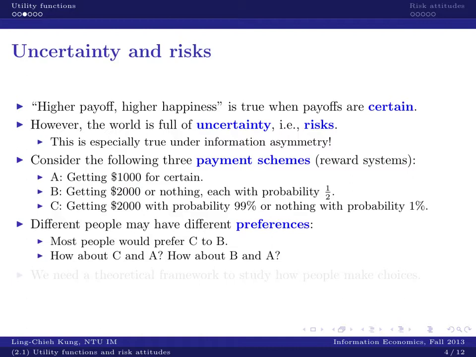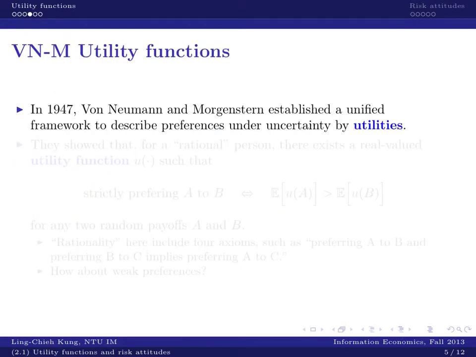So different people can have different choices, and we want to have a theoretical framework that allows us to study how people make choices. There are so many different options in this world. Some are certain, some are uncertain. We want to have a simple way to express all of this. That's how people invented utility functions.